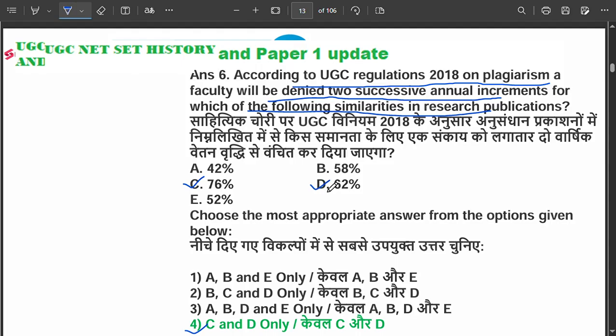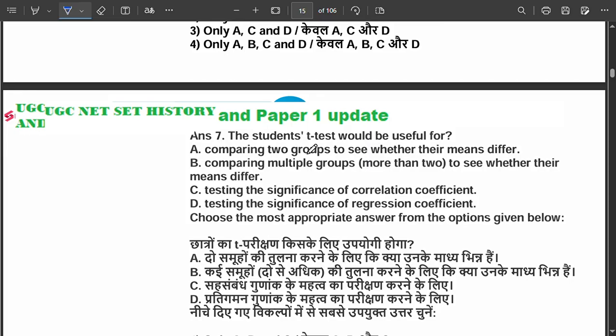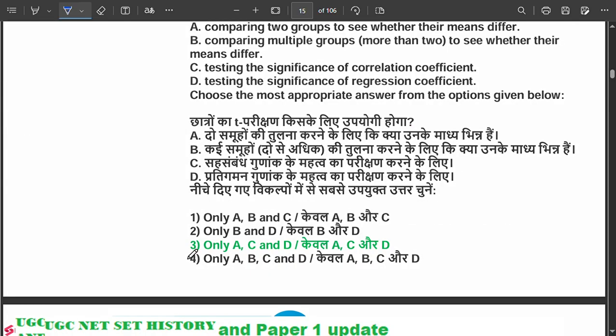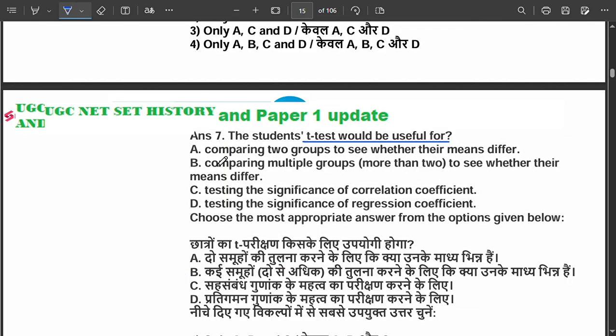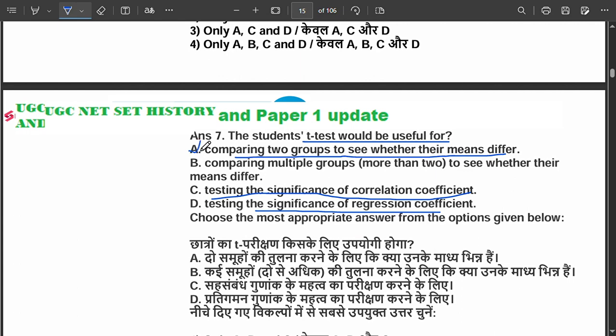Okay. Next, question number 7. The student t-test would be useful for. Option number 3, A, C, D was the correct answer. Comparing the two groups to see whether their means differ, testing the significance of the correlation coefficient, and testing the significance of the regression coefficient. So A, C and D was the correct answer. Okay. Option number 3.